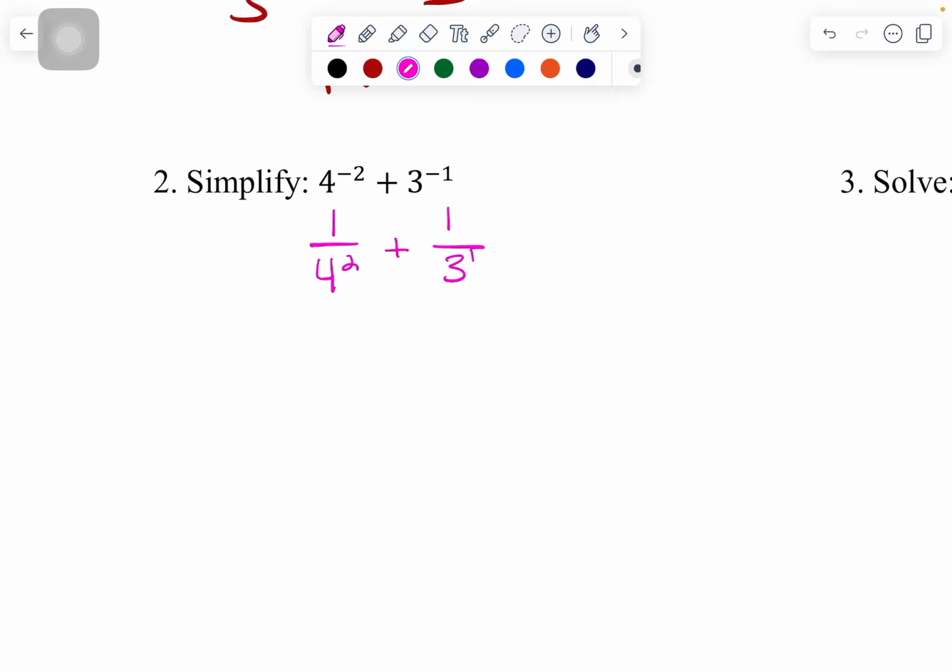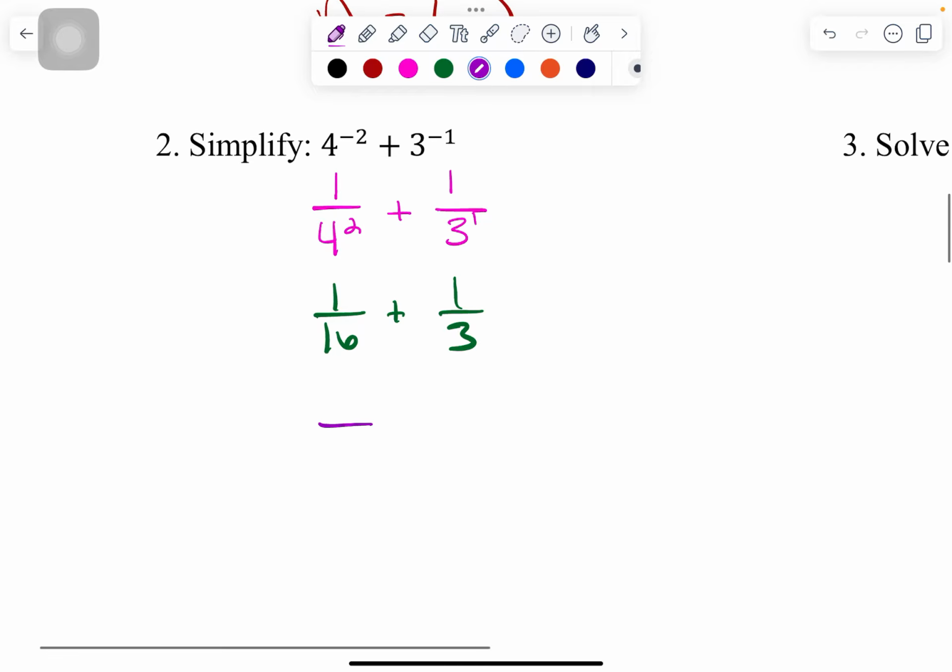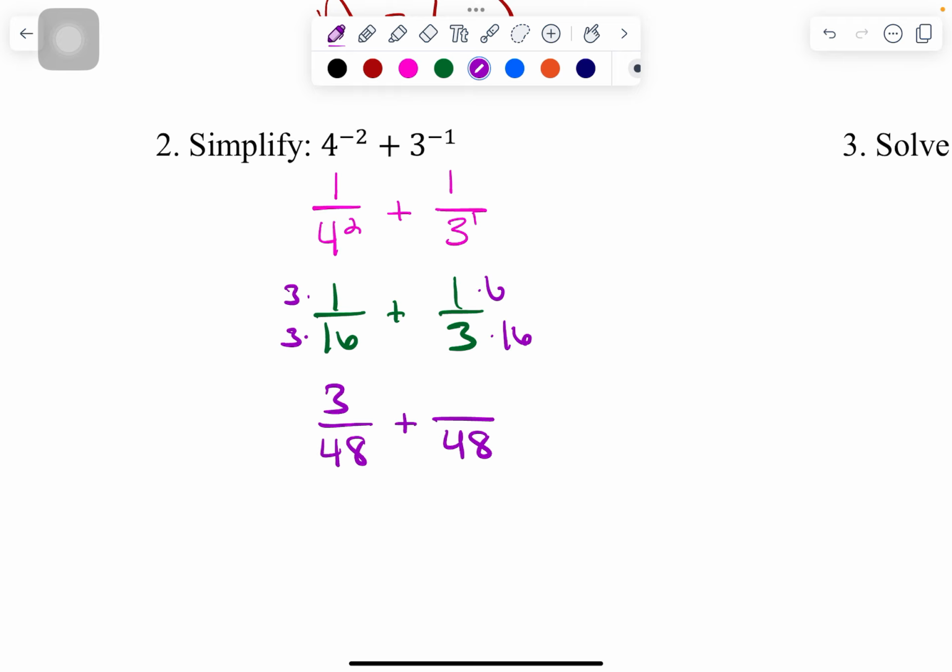Okay, if you can get to that part, let's go ahead and simplify further. 4 squared is going to be 16. 3 to the first is just 3. So now I need to add two fractions together. So let's see, 16 and 3 are going to have a common denominator of 48. So that means I had to multiply by 3 here and multiply by 16 here. Whoop, that's 16, not 6.